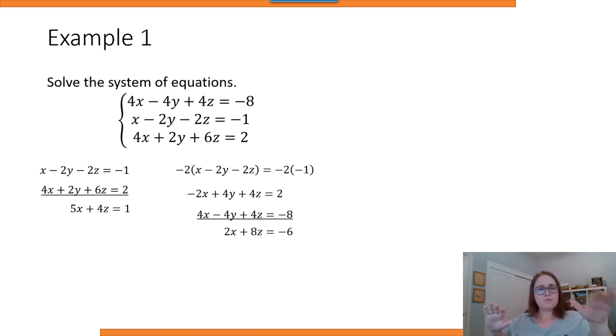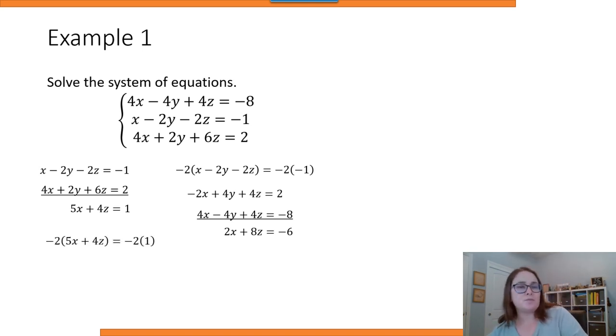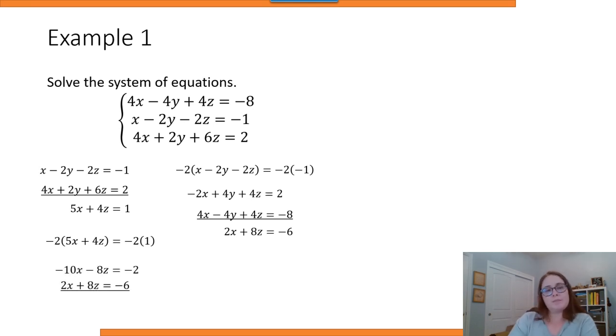Okay, so now I have equation 4 and equation 5, two new equations that I can use to solve the system. They have just x and z's in them. I'm going to continue using the addition method. So I'm going to multiply one or both of these equations by something to eliminate another variable. And in this case, I notice I've got a 4z and an 8z. If I just multiply the 5x plus 4z equals 1 times negative 2, then I'll get some z terms that will cancel out when I add the equations. So multiplying that by negative 2 gives me negative 10x minus 8z equals negative 2. And I'm going to add that to the 2x plus 8z equals negative 6.